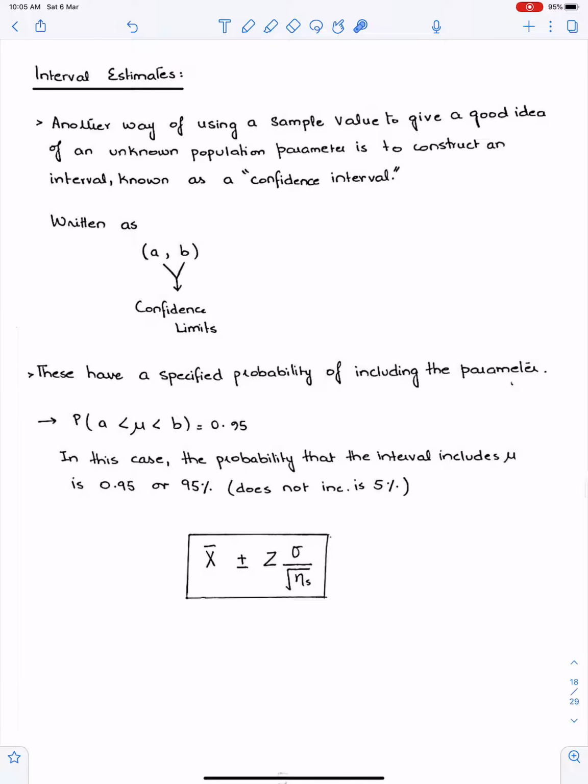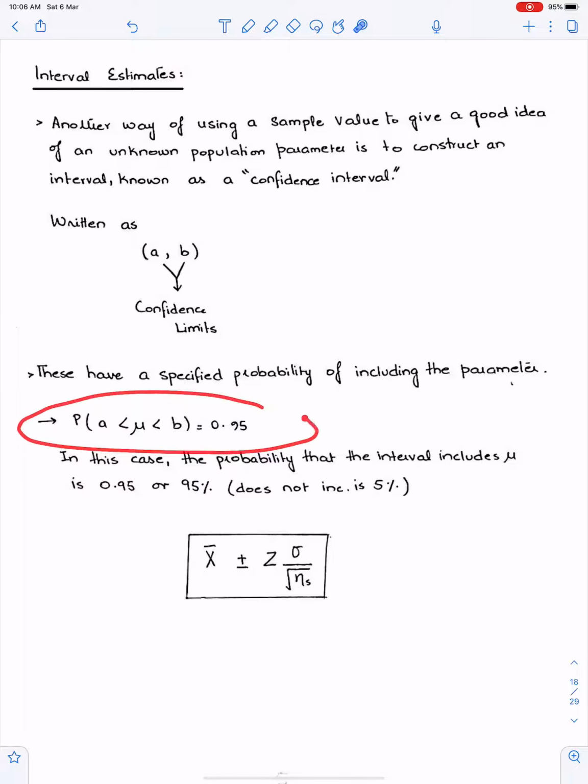Now, this is the most important part of sampling and estimation, the interval estimates. They are commonly known as confidence intervals. Another way of using a sample value to give a good idea of an unknown population parameter is to construct an interval known as a confidence interval, CI. These are the limits of the confidence interval: this is the lower limit and this is the upper limit. These have a specified probability of including the parameter.